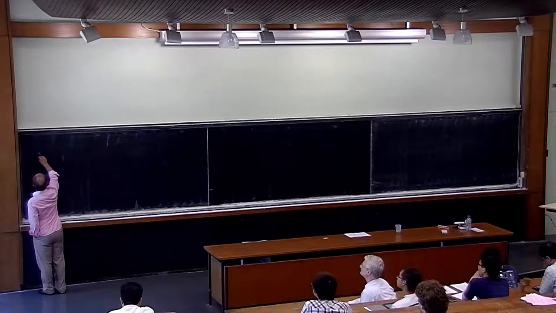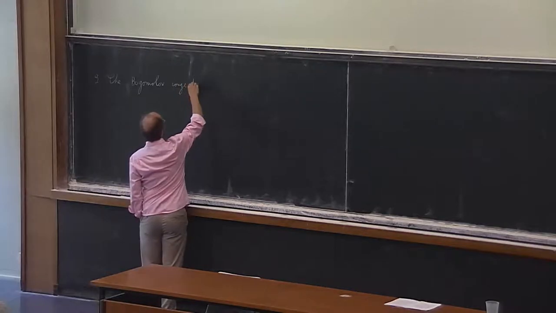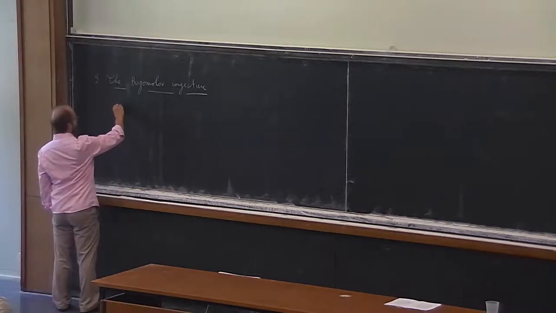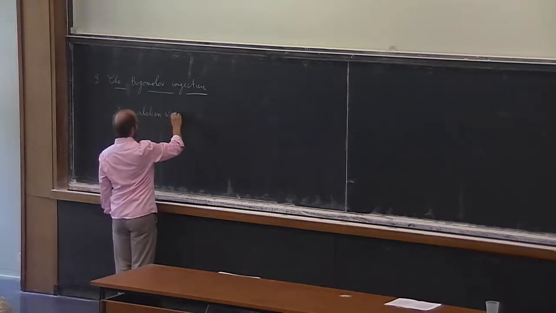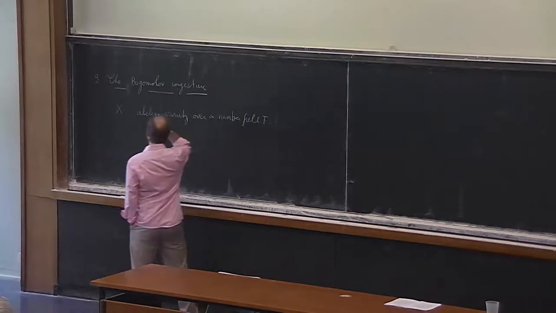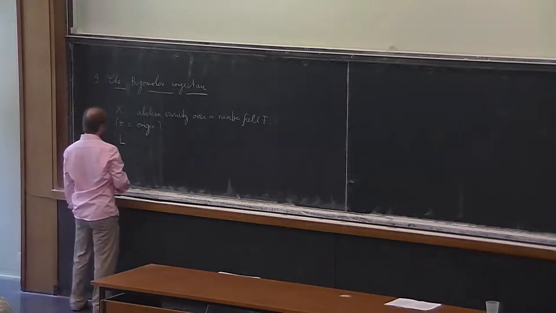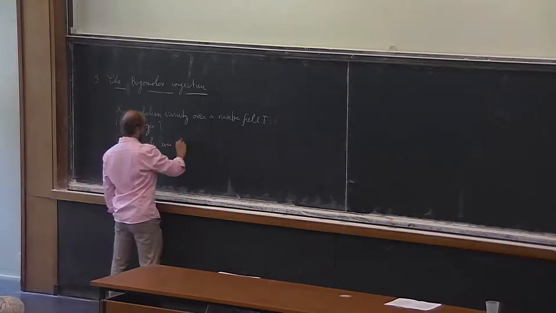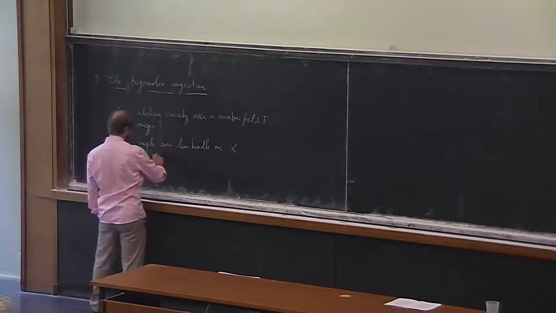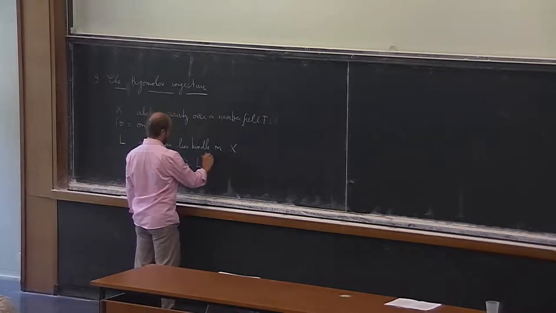So the setting is that of Abelian varieties. So X will be an Abelian variety over a number field F. O will be the origin. And I will pick an ample even line bundle L on X so that the inverse image of L by multiplication by N is always isomorphic to L to the N squared for all N.